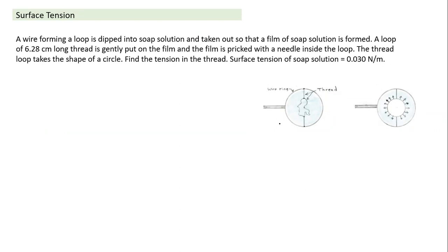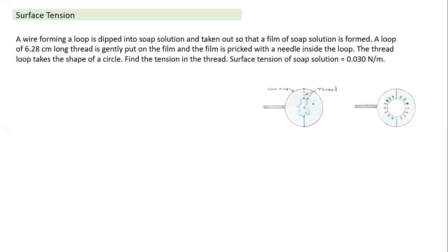So let's take another common example, and this simple experiment is useful for people to get an intuitive understanding of surface tension. We have a wire frame, a circular wire frame. It is dipped into soap solution, something people enjoy playing with, and it's easy to blow bubbles with. It is taken out so that a film of soap is formed.